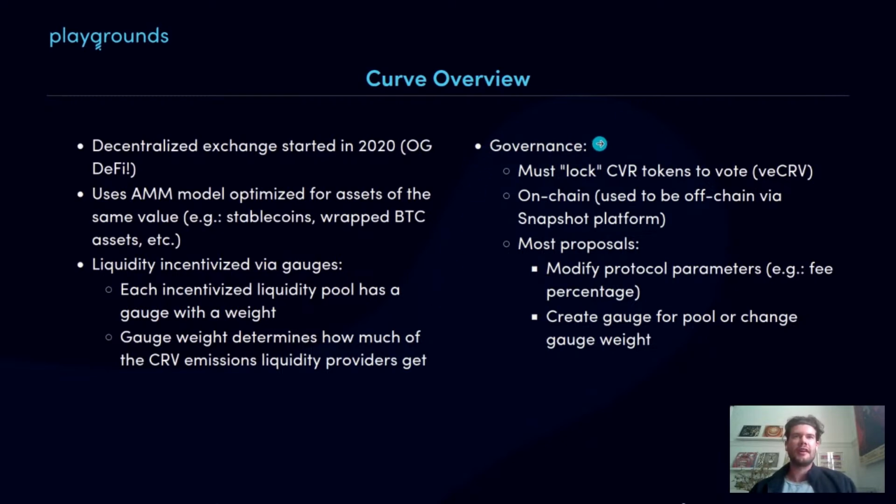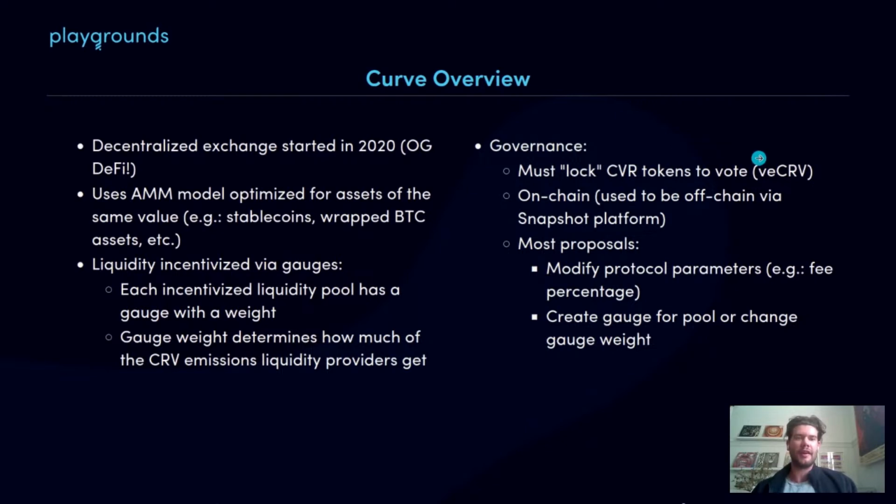In terms of governance, this is fairly similar to a lot of other protocols out there, with a few notable exceptions. So the biggest is that, unlike most protocols where you can just vote if you have the token of the protocol, with Curve you need to lock your. Oops, I realize I made a typo here. It's supposed to be CRV. You have to lock your CRV tokens in order to vote.